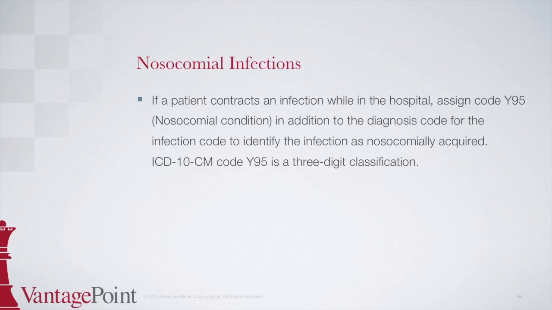Next, I want to talk about nosocomial or hospital-acquired infections. Remember how ICD-10 will be important in tracking public health concerns? This is something very important to entities like CMS or the CDC. If documentation states that a patient contracted an infection while in the hospital, Y95 should be used in addition to the code for the infection itself. Believe it or not, the entire code is Y95 and indicates to the payer that the infection code used was acquired in the hospital.